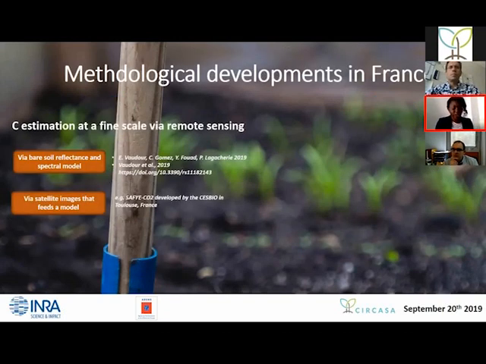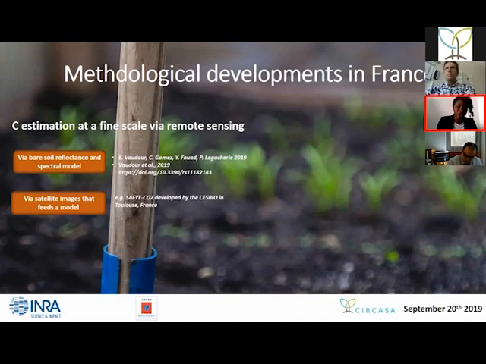There are methodological developments in France, as Jean-François was introducing, with the use of satellite data and remote sensing in Tier 3 methods. The soil reflectance properties can be used with a spectral model to calculate topsoil organic carbon in the first 8 centimeters. This work is going on at the INRA Research Center, and references are provided for papers that have been written on this topic.